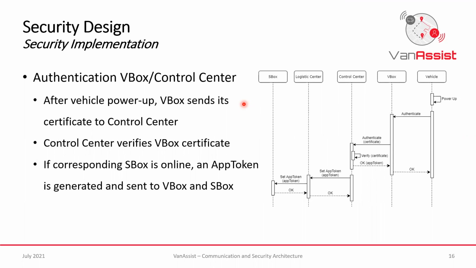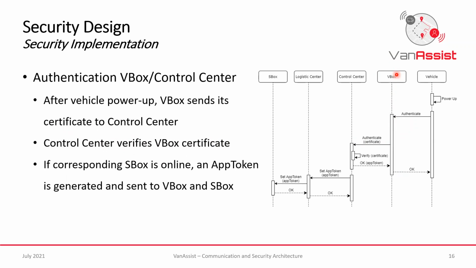And finally, we have the authentication between VBox and control center. For the authentication, first the vehicle powers up, and after the power up, it sends the authentication request to the VBox, and the VBox forwards this authentication request to the control center. It also sends the VBox certificate to the control center. The control center verifies the VBox certificate, and if it's verified, then the VBox is authenticated.